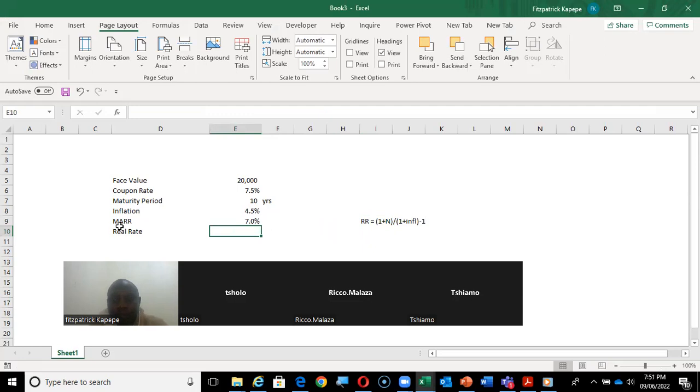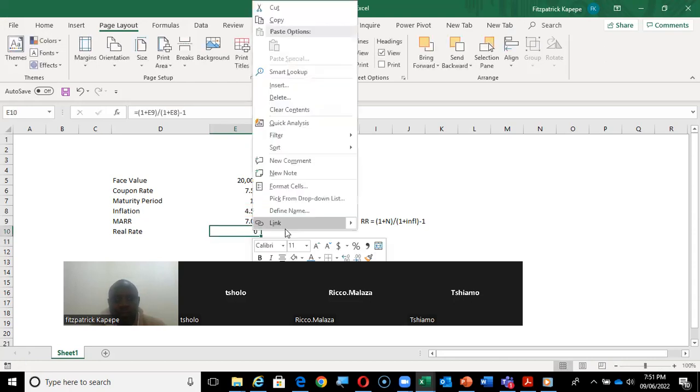In this case, the one that we're calling MAR is basically the nominal rate that we'll use. So it equals 1 plus 7%, divided by open bracket 1 plus inflation, minus 1.